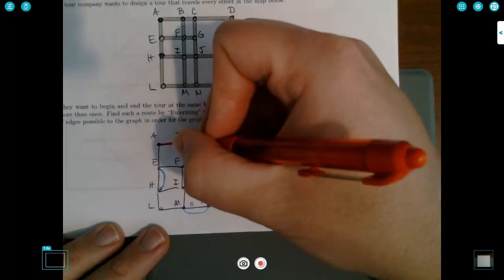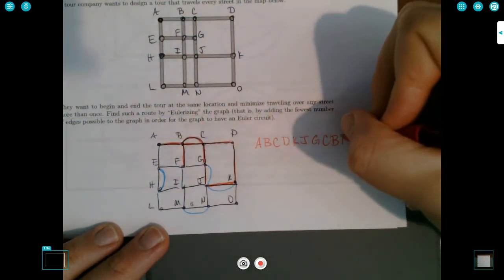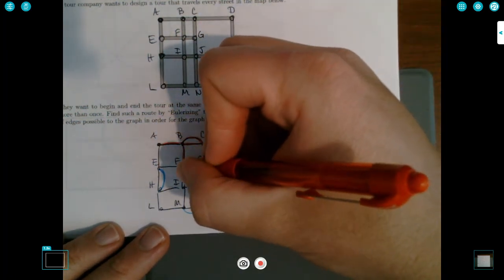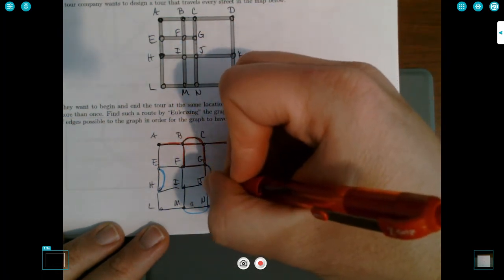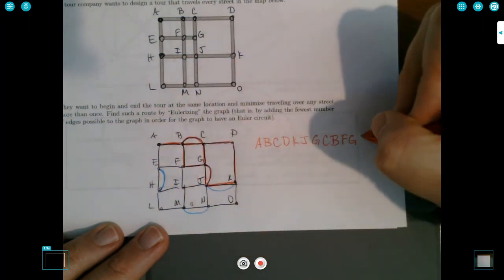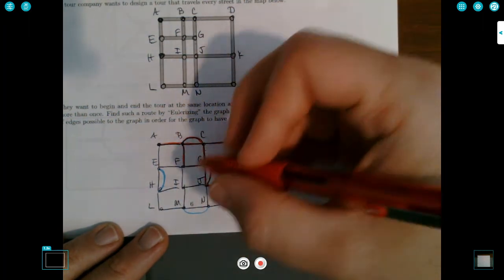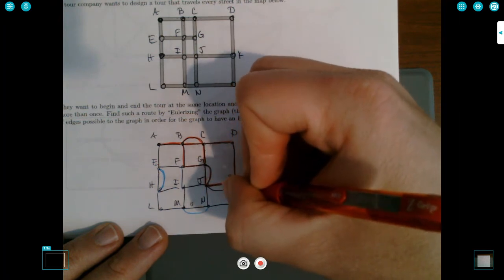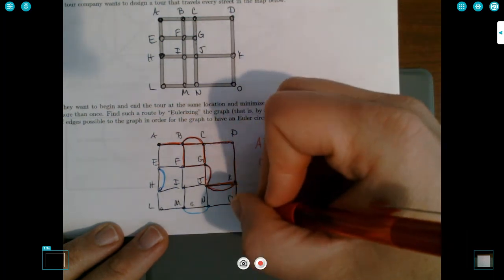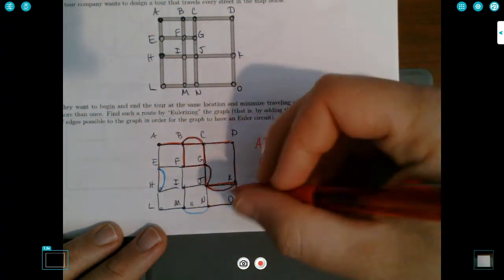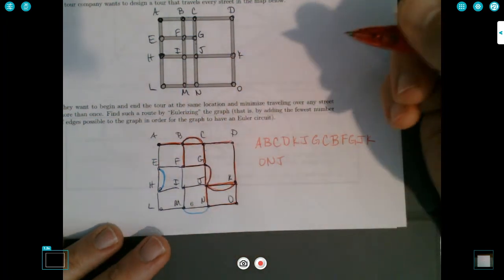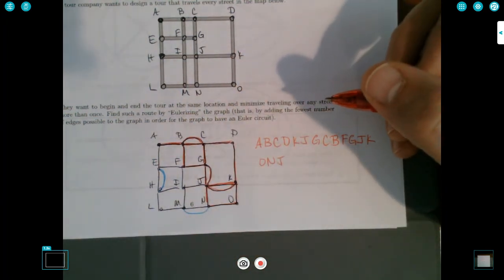Now what? Now maybe I'll go from B to F, from F to G. Why not? From G, I'm going to travel down along the same street, okay, from G to J, from J back to K, so traveling along the same street again, from K to O, from O to N, from N back up to J. Okay, I'm feeling pretty good about this so far.